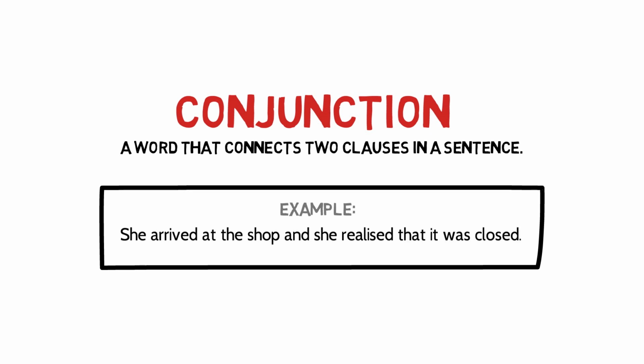She arrived at the shop and she realised that it was closed. Here, we have 2 different parts of the sentence. She arrived at the shop is the first part, and she realised that it was closed is the second part. Our conjunction in this sentence is the word that brings these 2 parts together, and that is and. So and is our conjunction here.